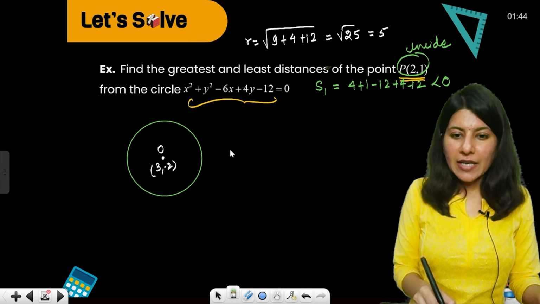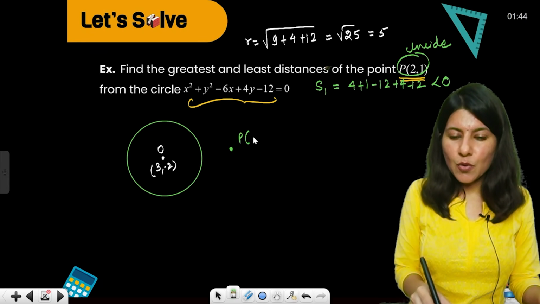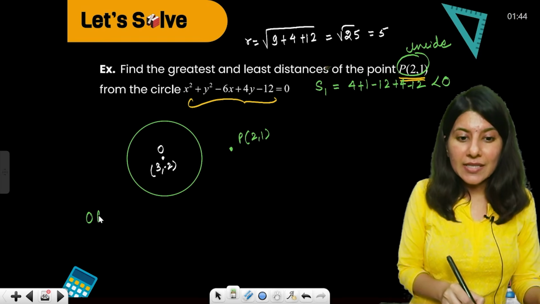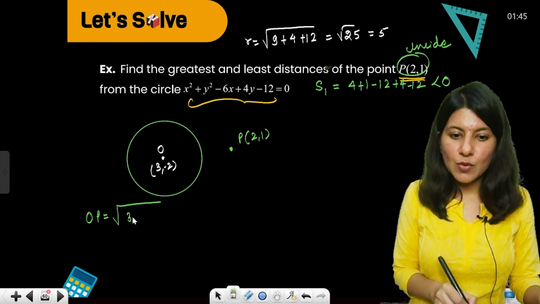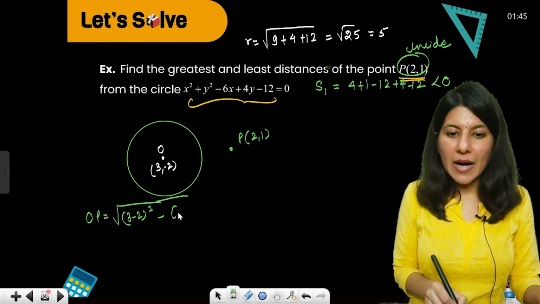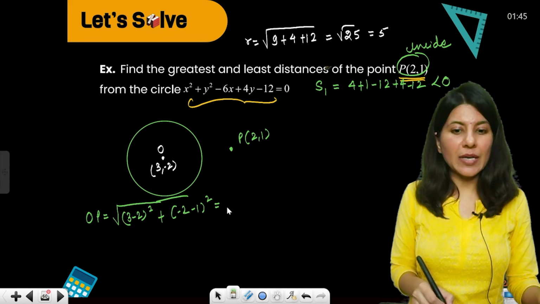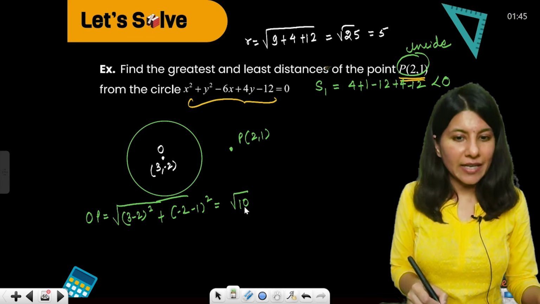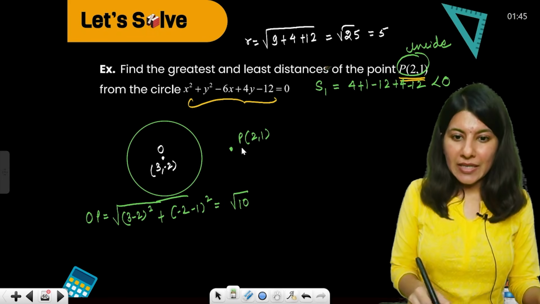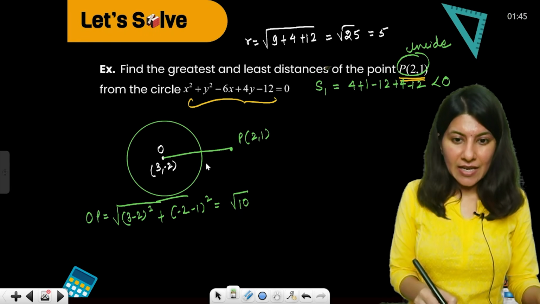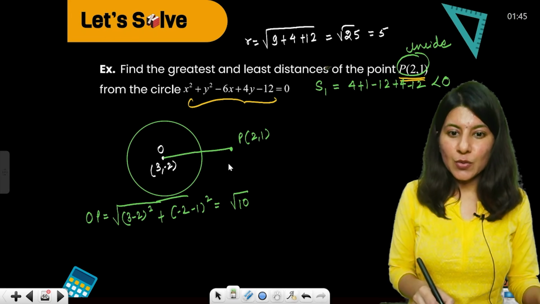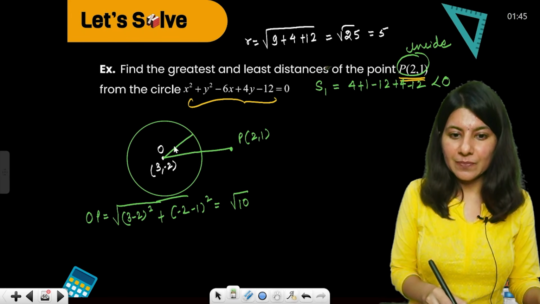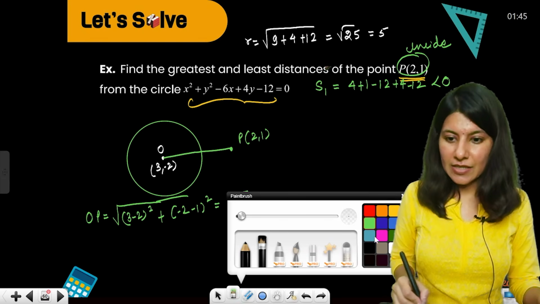And also, if you pick this point P (2, 1) and calculate the OP distance, right? The OP distance is (3 minus 2) squared and (-2 minus 1) squared. So clearly you are going to get 1 plus 9 under the root, that is root 10, okay? Now OP is root 10. And what about the radius of this circle? 5, right? OP is root 10 and the radius is 5.